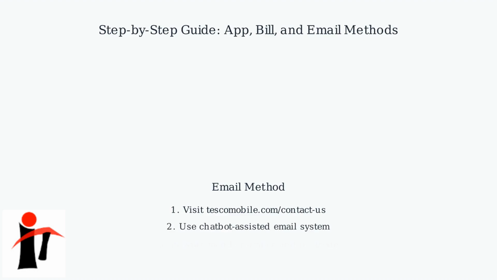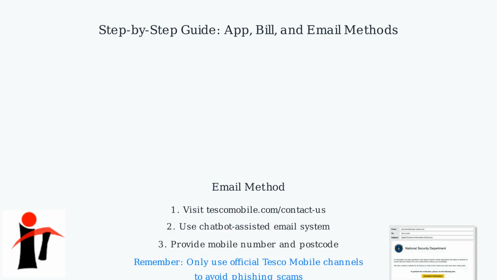Finally, the email method. If you can't access the app or your bill, you can email Tesco Mobile customer support. Visit tescomobile.com/contact-us and use the chatbot-assisted email system. Provide necessary verification details like your mobile number and postcode. Remember to only use official Tesco Mobile channels to avoid phishing scams.